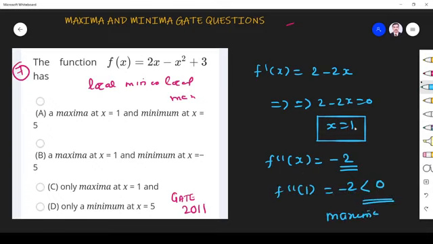Whether it may be 1, 2 or 3, whatever it be, the second order derivative is simply a constant, minus 2. So the function gives only maxima. For this problem it has a maximum at x is equal to 1.